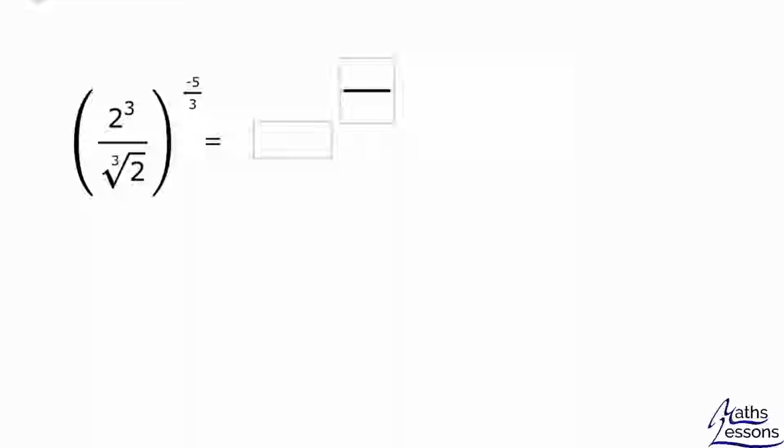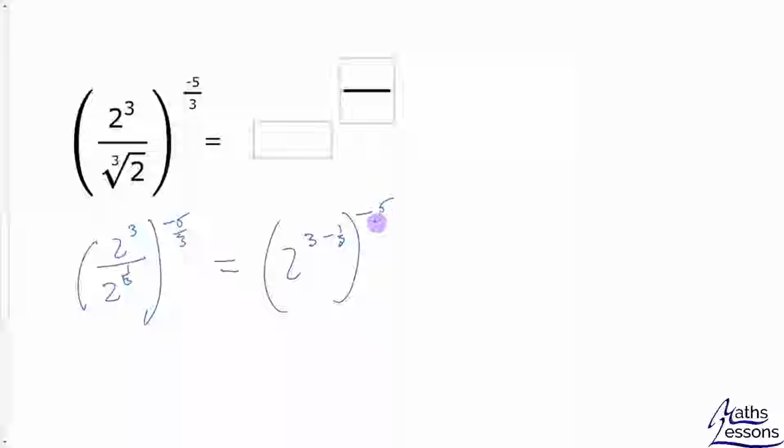Okay, here we go. So we're going to do 2 to the 3 divided by 2 to the cube root of 2, that is. So this is going to equal 2 to the 3 over 2 to the 1/3. Remember, cube root means 1/3, and to the power of minus 5/3. Let's work this bit out first. So that gives us 2 to the 3 minus 1/3, to the minus 5/3. Now 3 minus 1/3 is equal to 9 over 3 minus 1 over 3, which gives us 8 over 3. So this bit here is equal to 8/3.